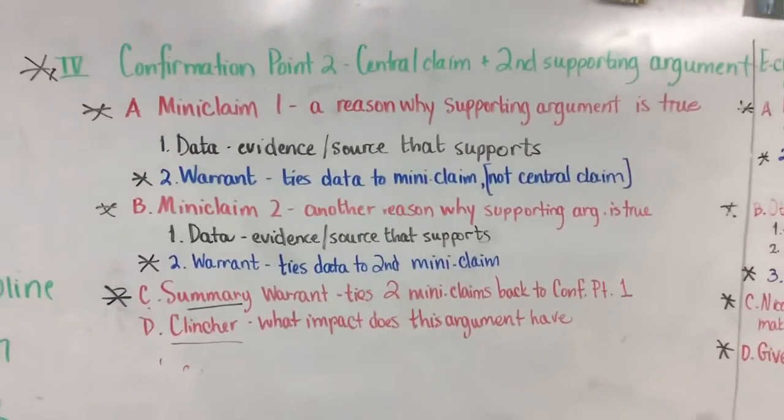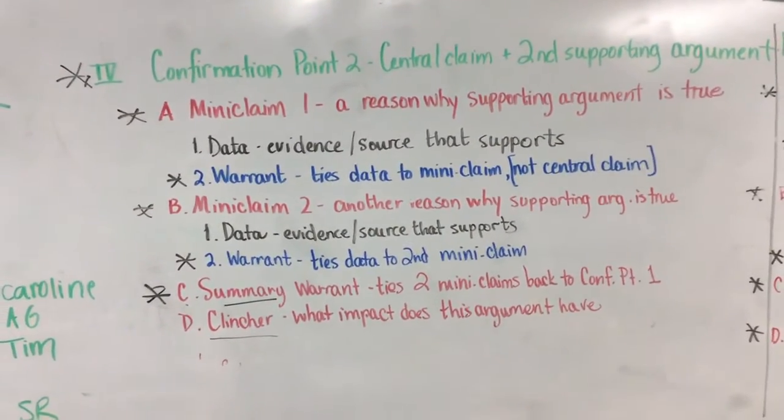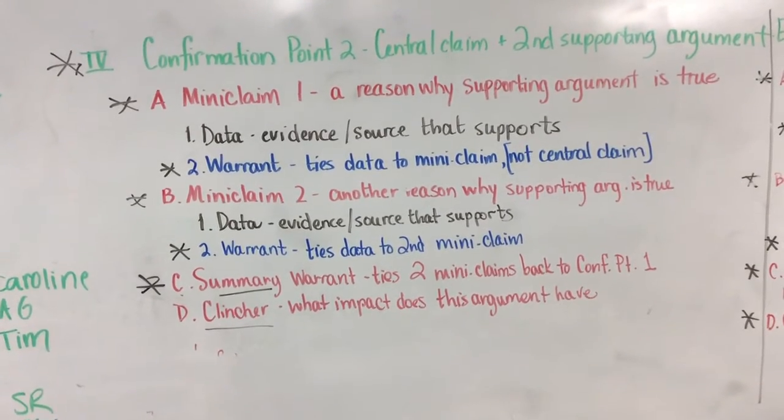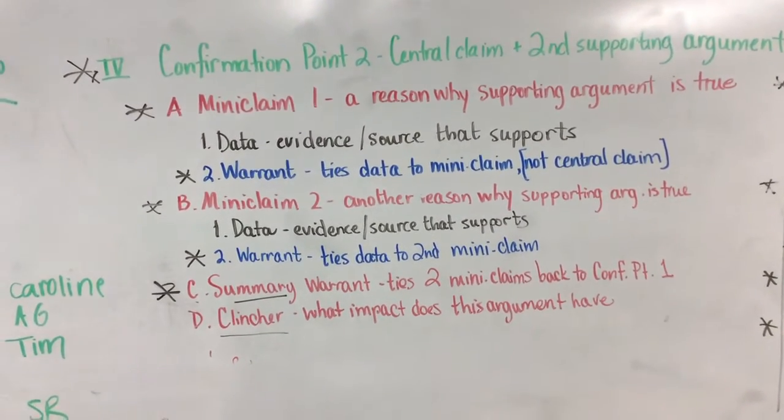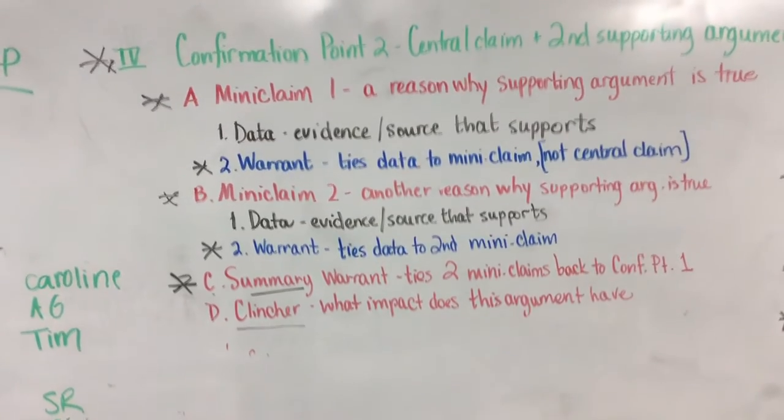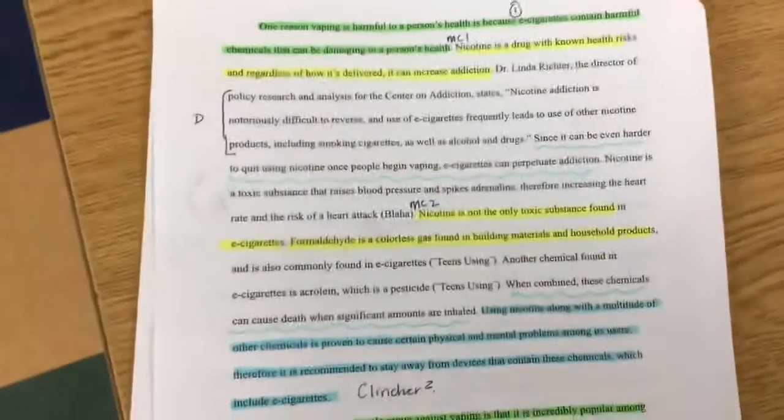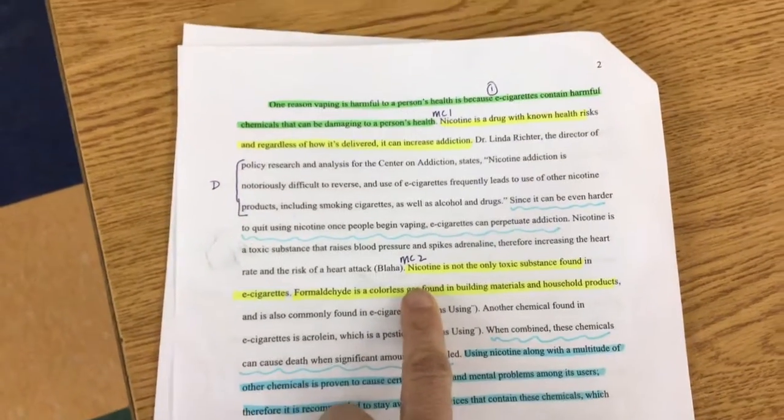Now, you have one mini claim. You're gonna have a second mini claim. What's another reason why the supporting argument is true? And that mini claim will have that same cycle of data and warrant. So let's come down here, highlighted in yellow, second mini claim.